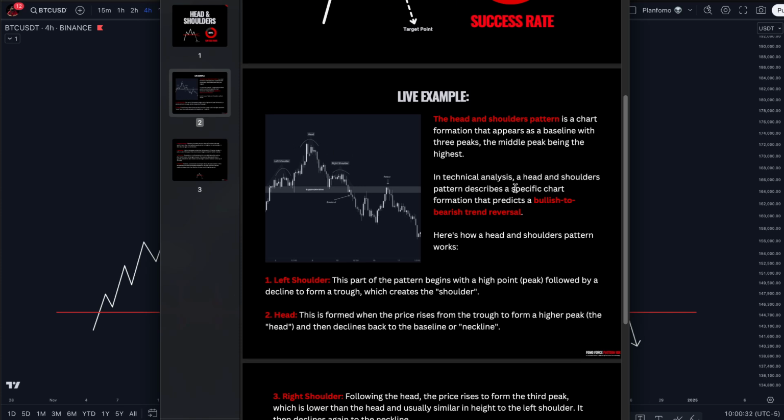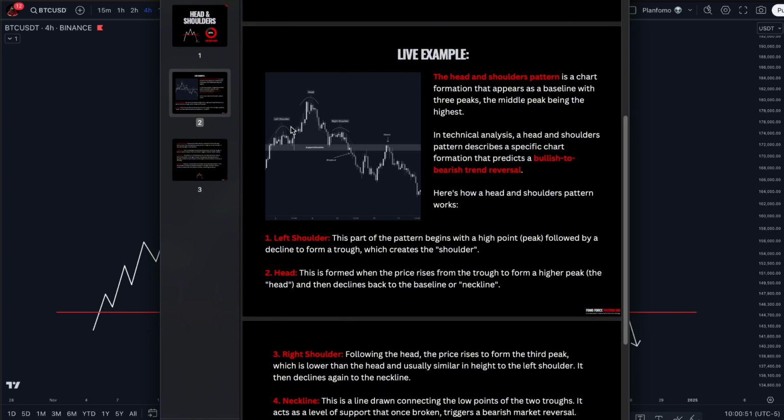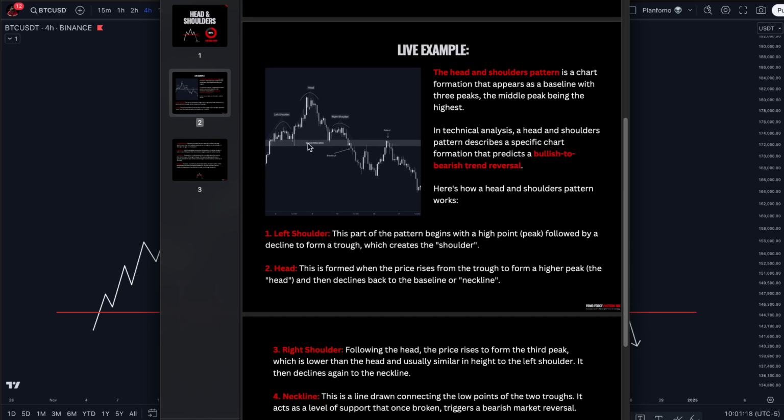In technical analysis, a head and shoulders pattern describes a specific chart formation that predicts a bullish to bearish trend reversal, or in other words, we're shifting from a bullish market structure into a bearish one. Here's how head and shoulders patterns work. Talking about the left shoulder: this part of the pattern begins with a high point followed by a decline to form a trough, which creates a shoulder.